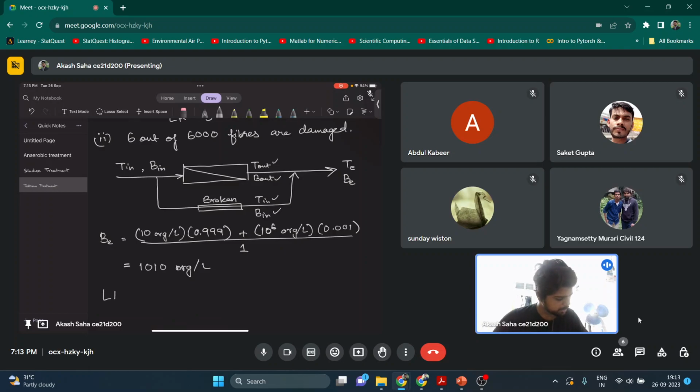So now my log rejection in case of broken membranes will be log of 10 to the power 6 divided by 1010. So what will this be? This will be approximately equal to 3.